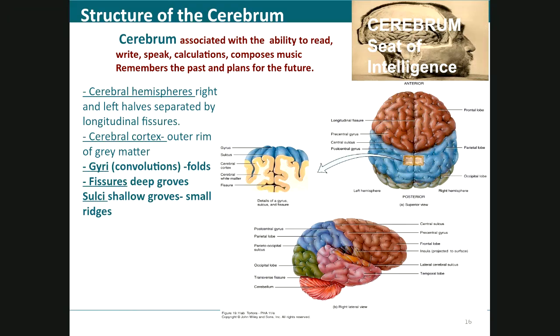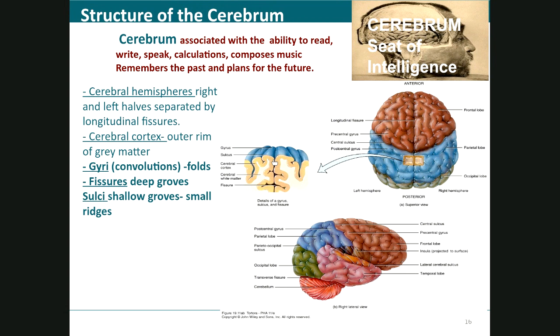So let's move on to the top here, which is called the cerebrum. When we think of the cerebrum, it's called the seat of intelligence. This is associated with our ability to read, write, compose music, do math calculations, personality, remembers the past, and plans for the future. So if we're looking at the cerebrum, let's go over some of the anatomical regions that we have to know here.